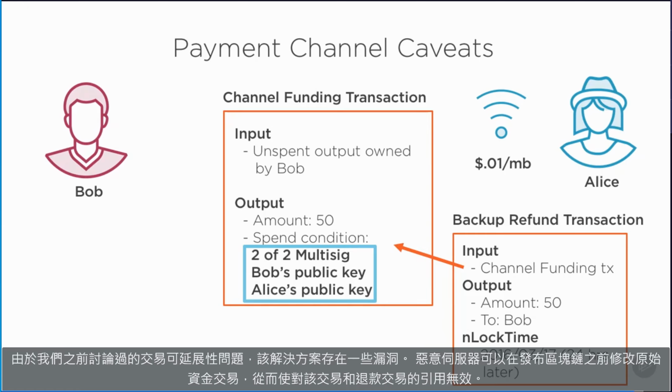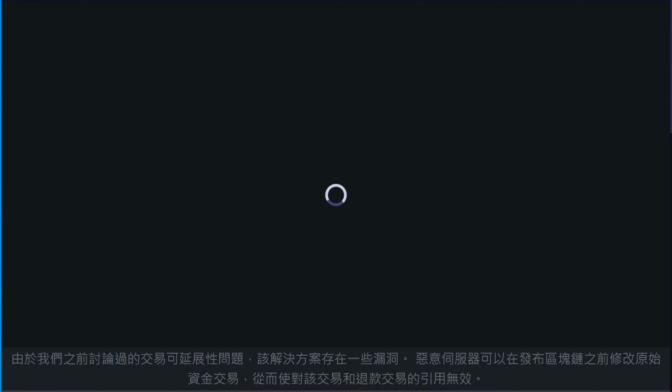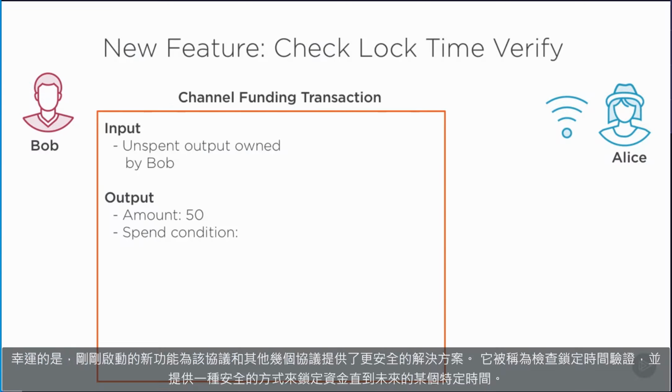This solution has some vulnerability due to the transaction malleability issue we discussed previously. A malicious server could modify the original funding transaction before it posts to the blockchain, making the reference to that transaction in the refund transaction invalid. Luckily, a new feature just activated provides a more secure solution to this protocol and several others.